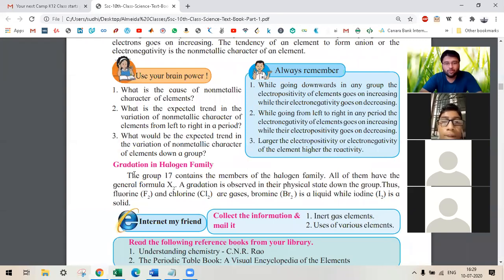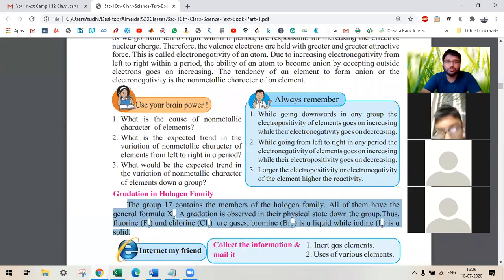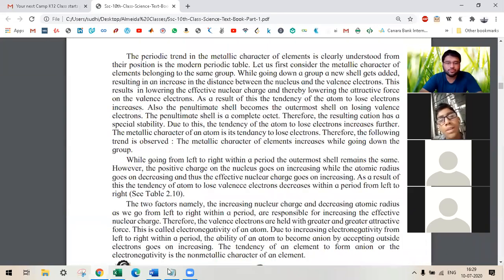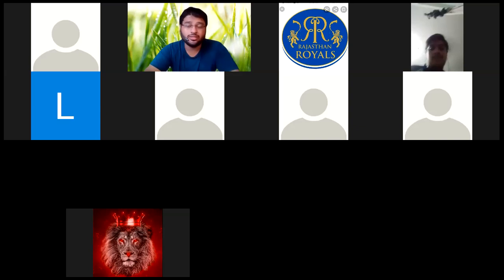See, the group 17 contains the members of the halogen family. All of them have general formula X2. The gradation is observed in their physical state down the group. Fluorine and chlorine are gases. Bromine is a liquid, and iodine is a solid. Can you see this part? Yes, sir. You can choose to write this 10 times. And you should know what the question is. Next time onwards, don't miss these things.